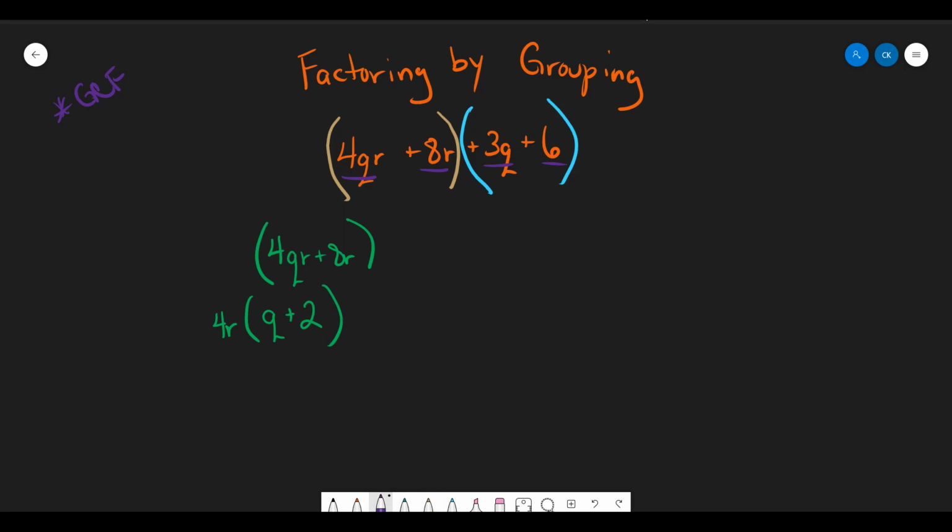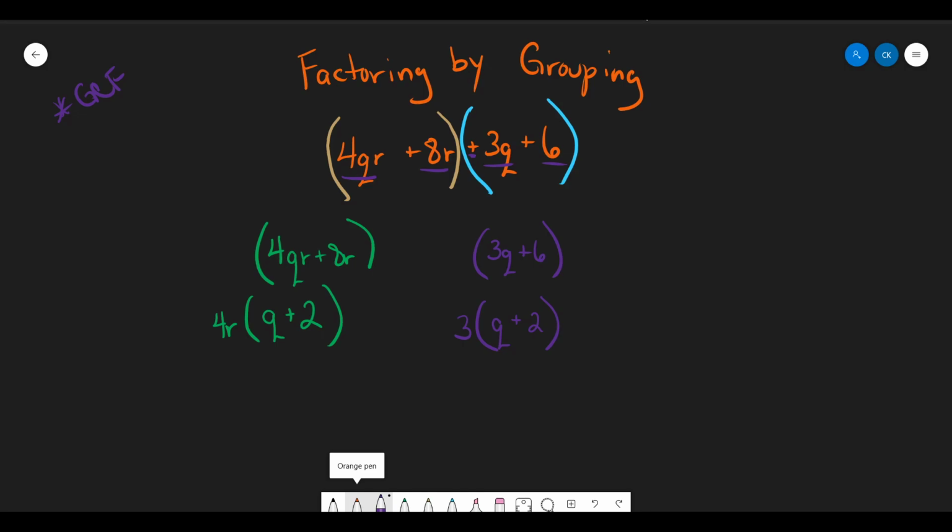Now let's take a look at the second one. We're going to do the same thing. I don't need to put plus 3q because, like I said, that just means that it's positive. So it's 3q plus 6. And I'm going to factor out my GCF. So I look at the 3 and the 6, and I say, well, the greatest common factor between 3 and 6 is 3. The first term has a q. The second term does not. So it's just 3. I can't factor anything else out other than 3. So 3q divided by 3, that's going to leave me with a q. 6 divided by 3, that's going to leave me with plus 2.